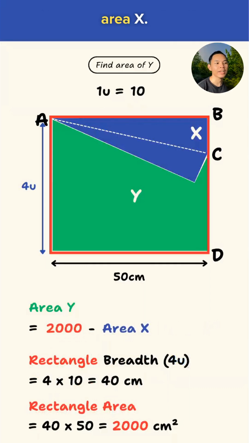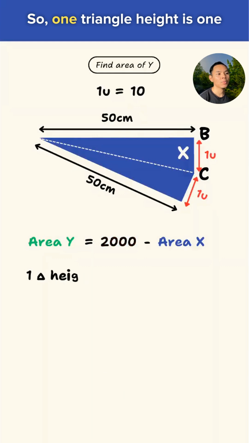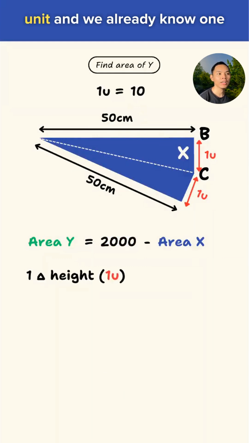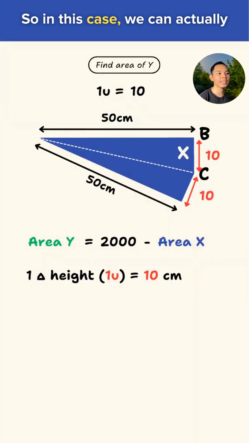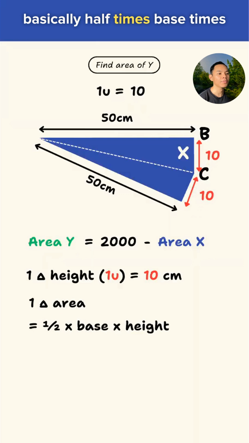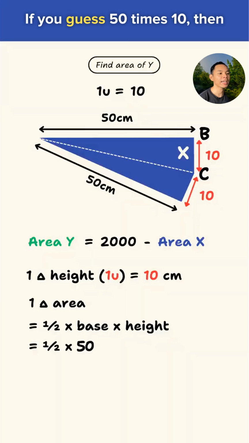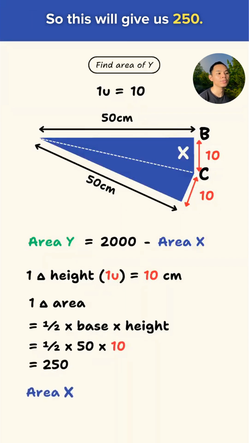We want to get area X. So for area X, it actually has two triangles. So one triangle height is 1 unit, and we already know 1 unit is 10 centimeters. So in this case, we can actually find one triangle area, which is basically half times base times height. So can you guess what's the base and height? If you guessed 50 times 10, then you're right. So this will give us 250.